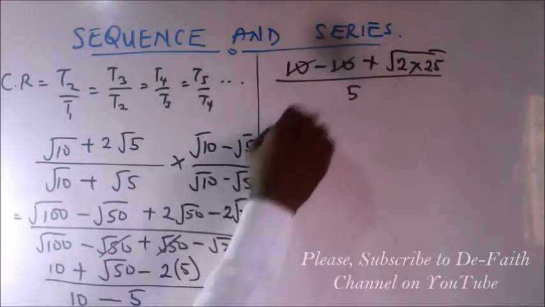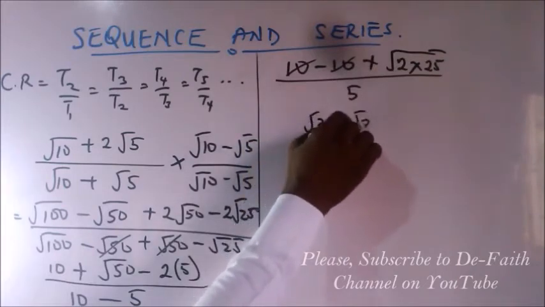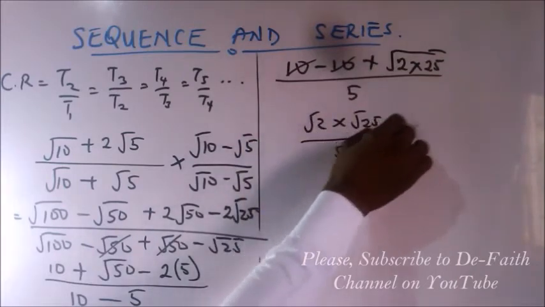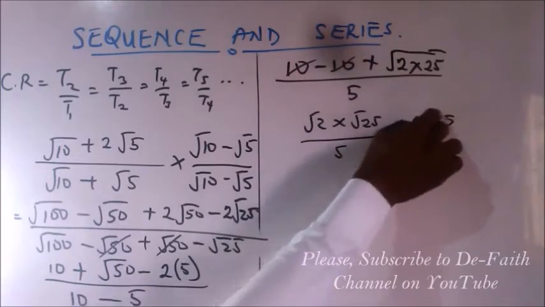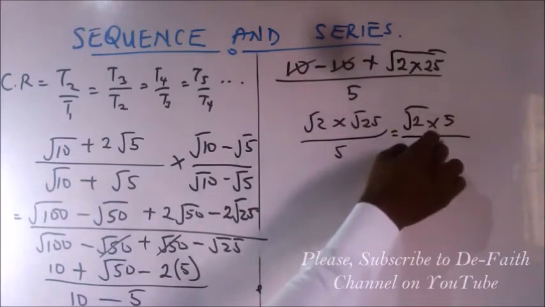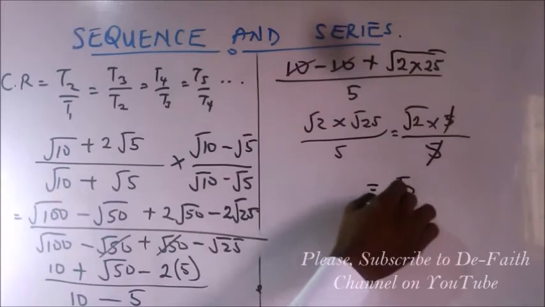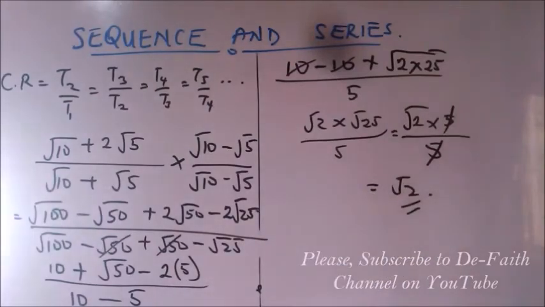And then this means root 2 times root 25 over 5. That is root 25 is 5. Alright, over 5. So 5 cancels out. So we are left with root 2. Hence, our answer is root 2.